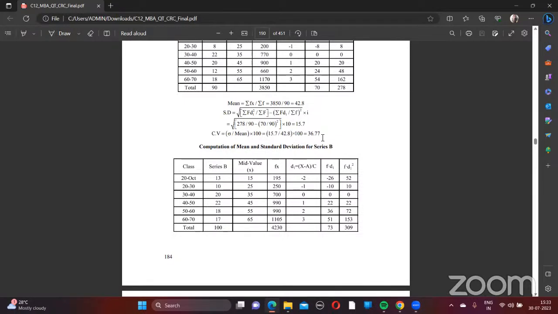Whenever you are concluding, which one gives you more consistency? More consistency is whichever has the lower CV. Just remember, this may appear as a 10 marks question also sometimes. Most of the time they'll be asking you to find out which is more consistent. They won't be asking you to calculate the coefficient of variance.